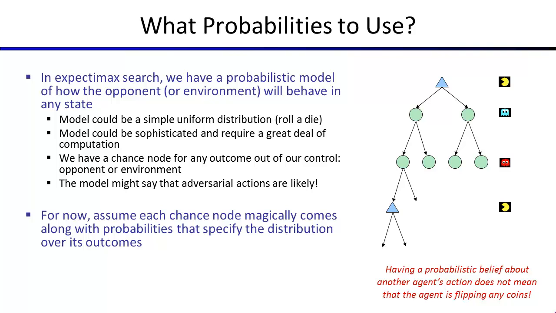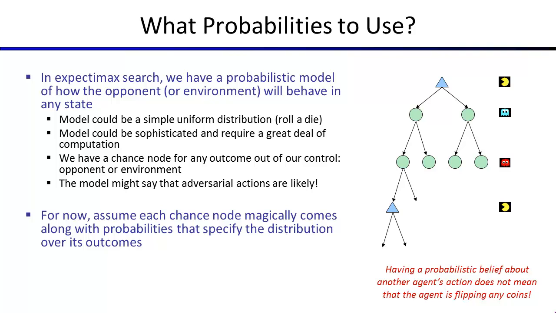But let's say I tell you the red ghost is actually an adversarial ghost. Well, one thing you could do is go in and scratch out the circles and say, okay, those are min nodes, and that would be fine. That would be a perfectly good way of encoding the assumption that the red ghost is adversarial. Or you could say it's still a chance node, but the probability of it taking the adversarial action is 1. So you can always reverse engineer Expectimax to do what Minimax does. It's just a little bit awkward.